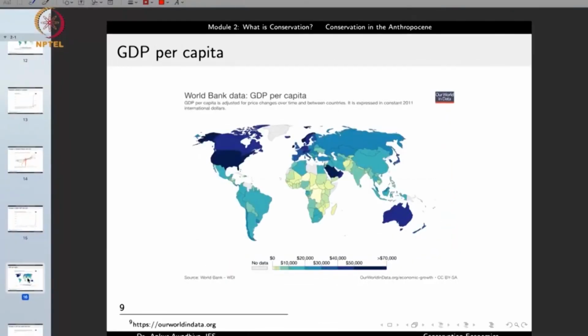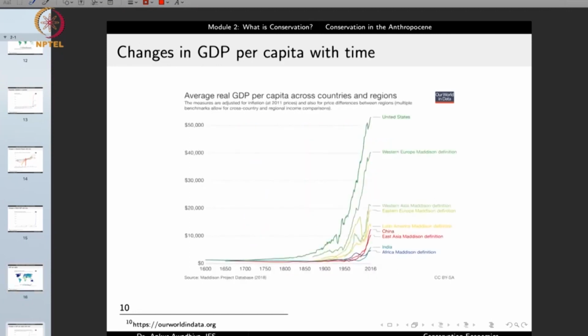Now, if we wanted to know how much is the impact of people in different areas, we can look at GDP per capita in different countries of the world. And here we will observe that areas such as the United States or the UAE, most of Western Europe or Canada, have a very high GDP per capita, which means that the affluence in these areas is large. And the GDP per capita has also been increasing with time.